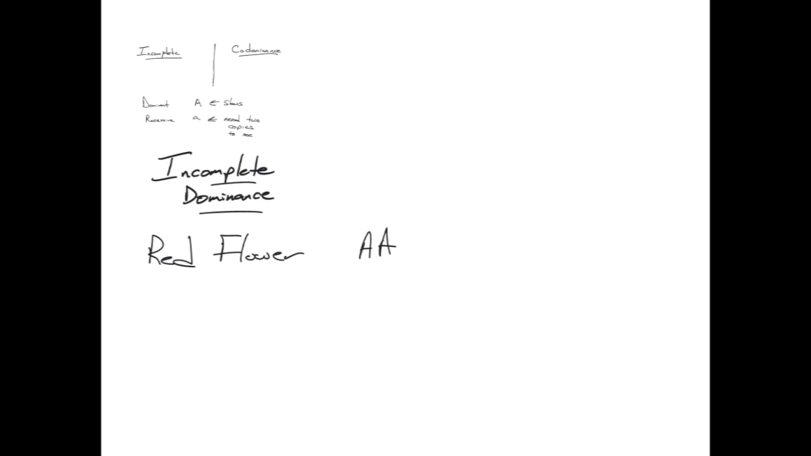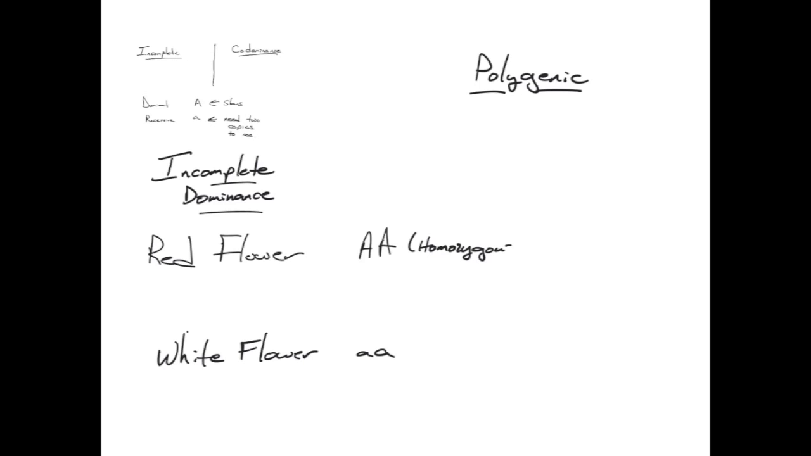Now, this is incomplete dominance. So if you're going to have a white flower, you have to have two little a's. Notice that both of these are homozygous. So the homozygous traits give you a specific color. So far, it doesn't sound so different from dominant recessive, right? But the interesting thing is what happens if you get the heterozygous.